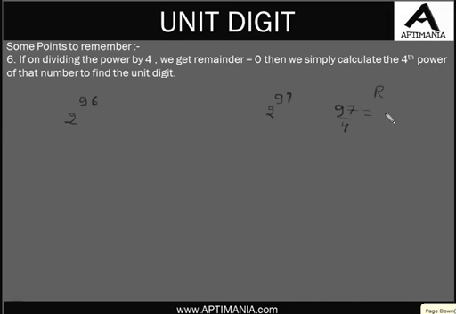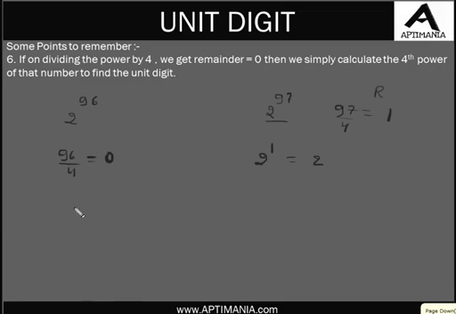The remainder in this case would be 1, right? So we'll simply calculate 2 raised to power 1 and the answer is 2 only. So the unit digit of this number would be 2, right? But in this particular case, when we divide the power by 4, the remainder is 0.